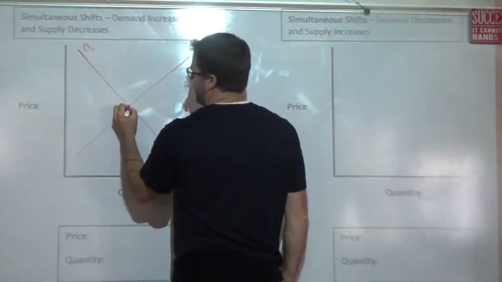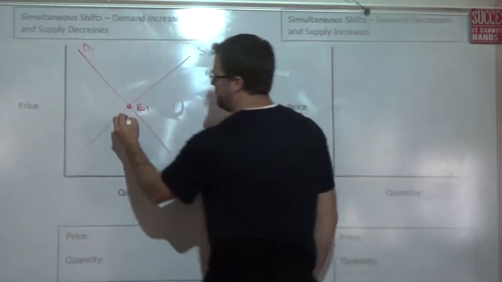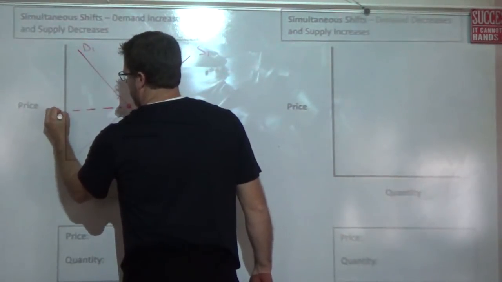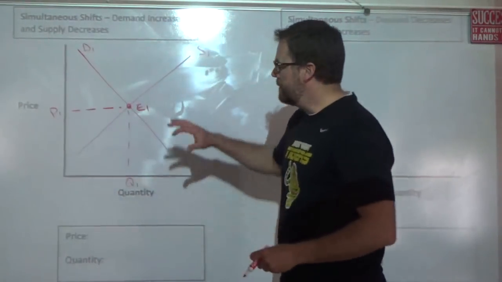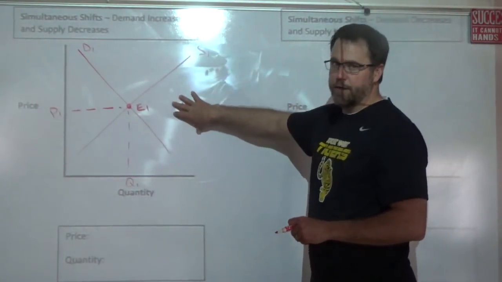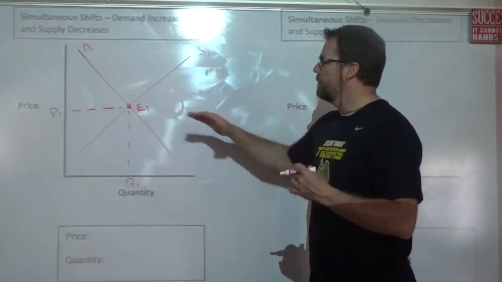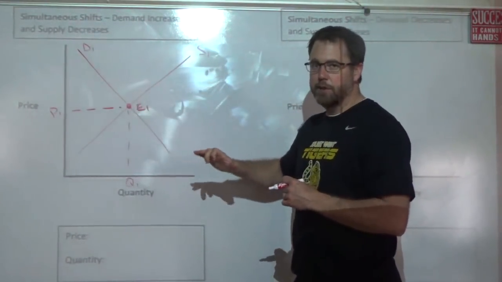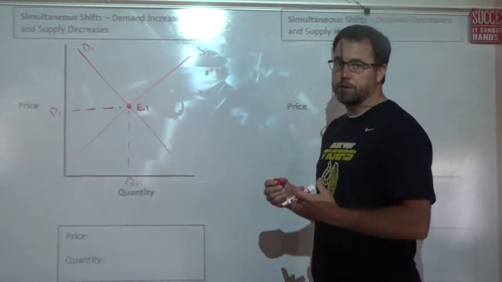All right, so we have D1 and S1. We have our equilibrium point 1. We got price equilibrium and quantity equilibrium. So again, remember that equilibrium point, that's where the market wants to be. So as demand and supply shift, increase, decrease, the equilibrium point is going to work itself back to where the market wants to be under these new circumstances.